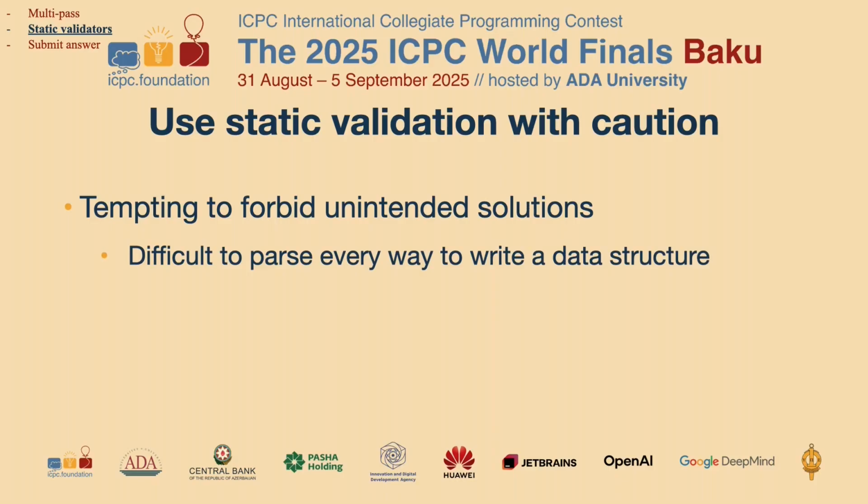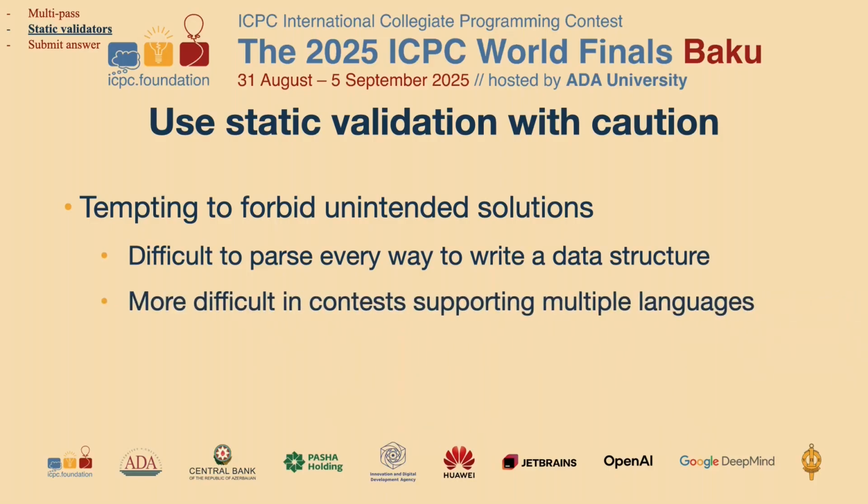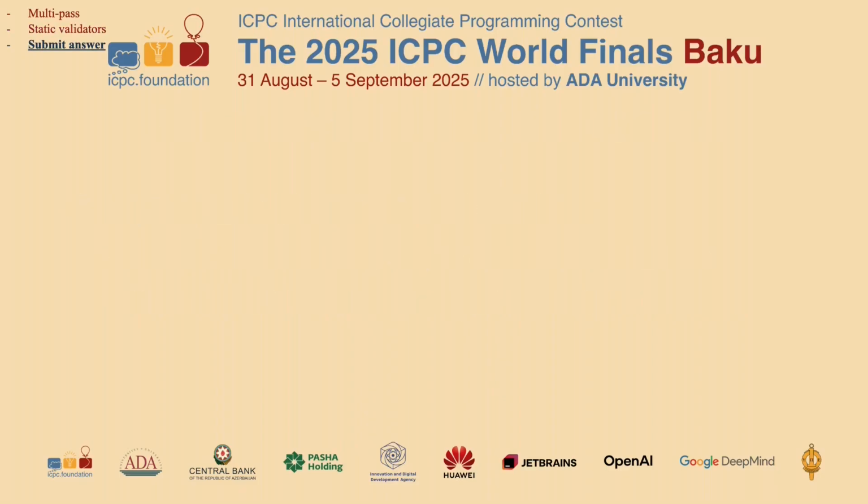And it's especially hard in contests supporting many languages. Say if you use Kattis and just have every language allowed, then it would be very, very difficult to write a parser for both PHP, Java, maybe even Haskell. Like, it's very hard to parse for every language because it's hard to even parse for one. So use it, but use it with caution.